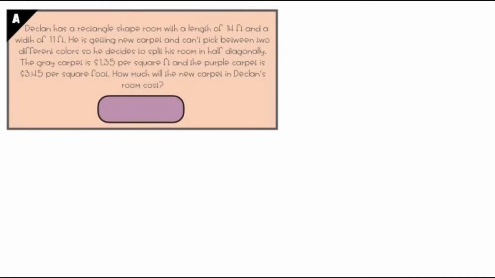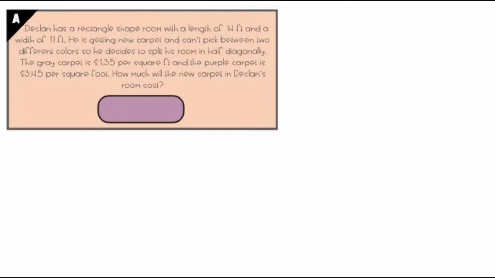So the first question said that Declan has a rectangle shaped room with a length of 14 feet and a width of 11 feet. He is getting new carpet and can't pick between two different colors, so he decides to split his room in half diagonally. The gray carpet is $1.35 per square foot and the purple carpet is $3.45 per square foot. How much will the new carpet in Declan's room cost?